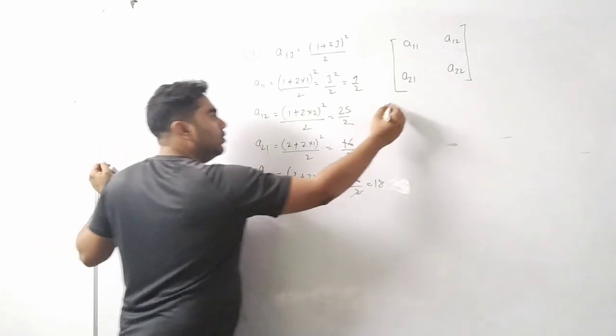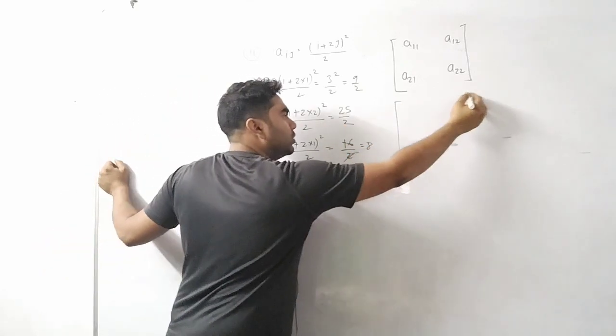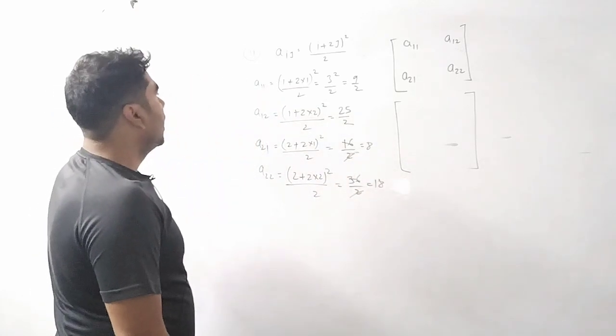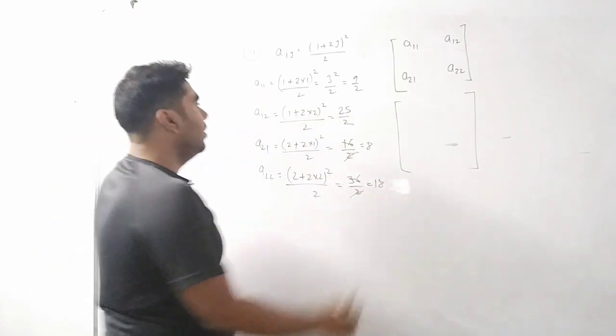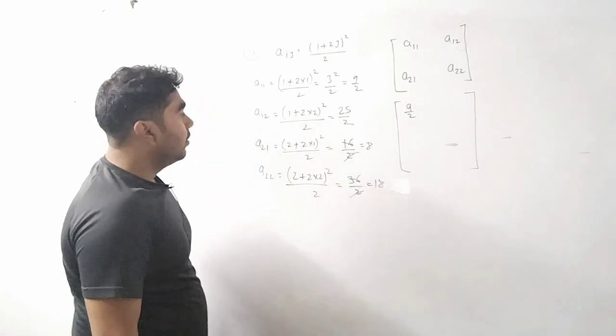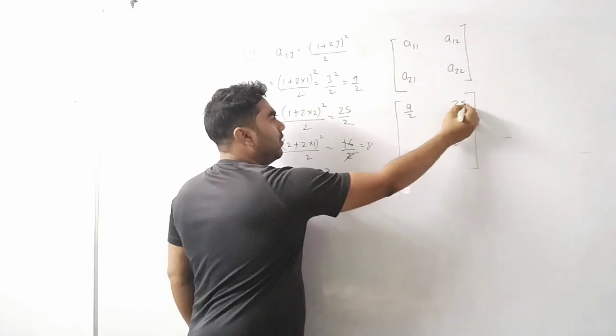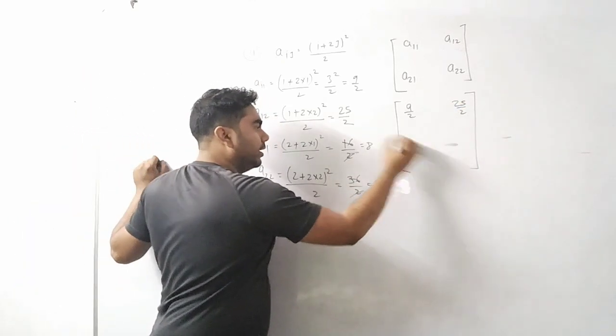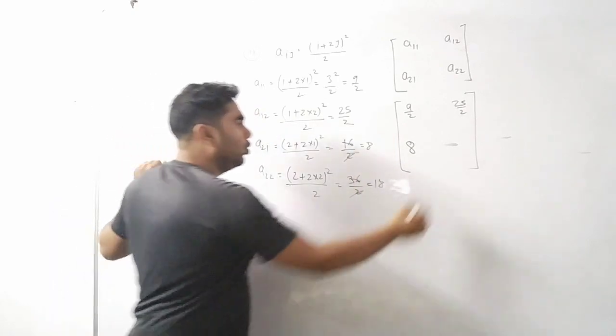Now with these elements we can construct a square matrix having, in place of A11, 9 upon 2, in place of A12, 25 upon 2, in place of A21, 8, and in place of A22, 18.